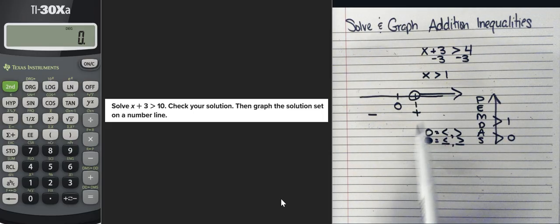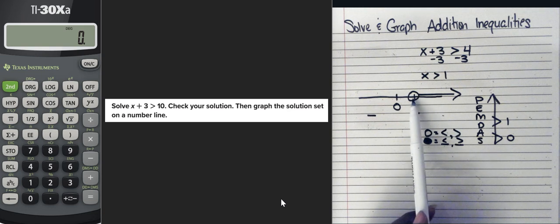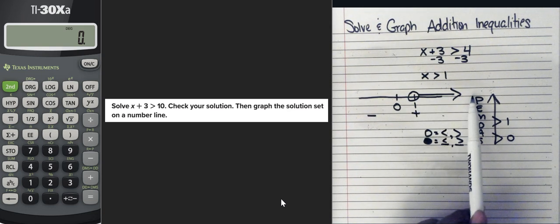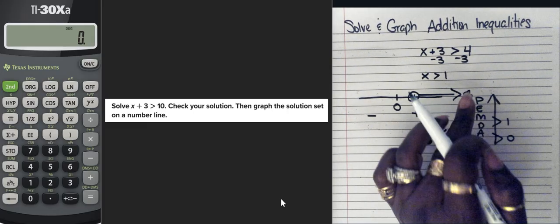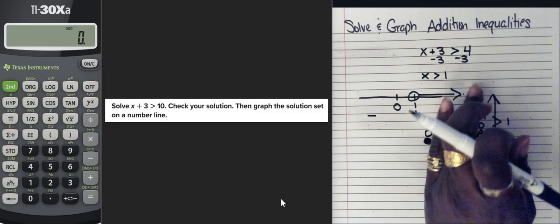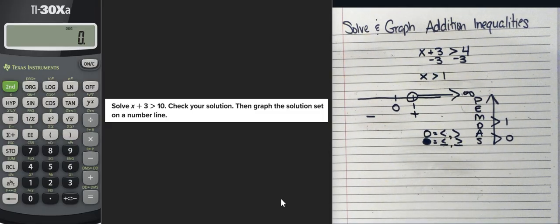So what you're saying is that all of the answer choices that make this a true statement are not including 1, but anything that is greater than 1 all the way up to infinity would make this a true statement. That looks like an 8. And that really doesn't look that great either.